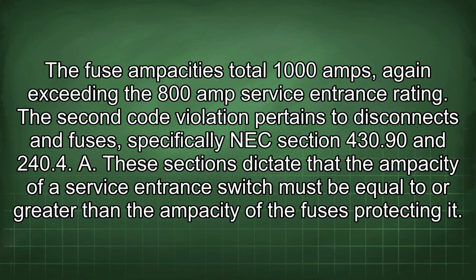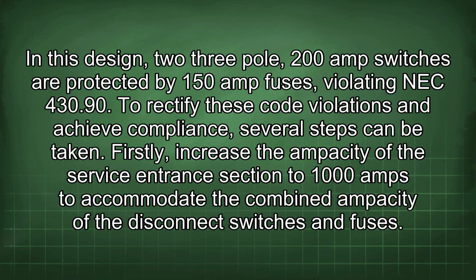The second code violation pertains to disconnects and fuses, specifically NEC sections 430.90 and 240.4. These sections dictate that the ampacity of a service entrance switch must be equal to or greater than the ampacity of the fuses protecting it. In this design, two 3-pole 200 amp switches are protected by 150 amp fuses, violating NEC 430.90.